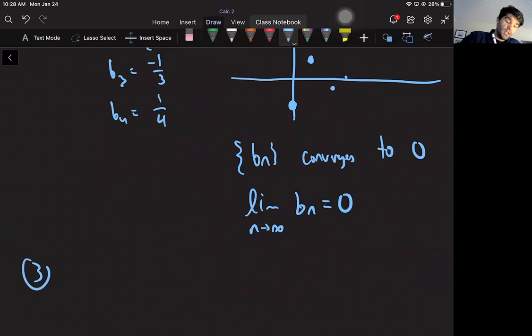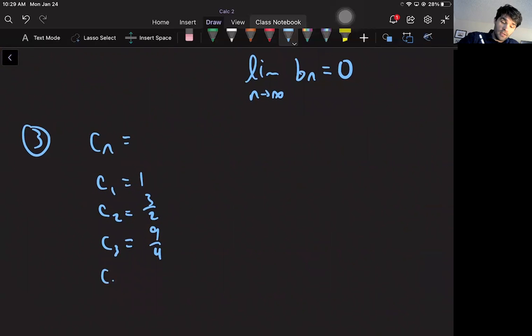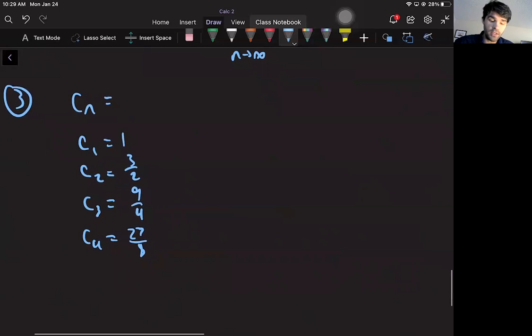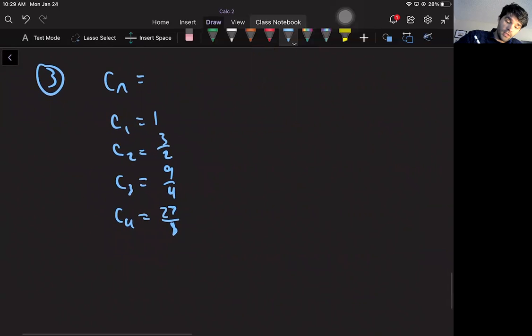Okay, and then for Cn, let's try to establish the pattern here. So C1 was 1, C2 was 3/2, C3 was 9/4. So what's happening here is that the numbers are growing. It's hard to tell because they're fractions, but they are actually growing. And one way to see that is to, again, think about what is Cn.